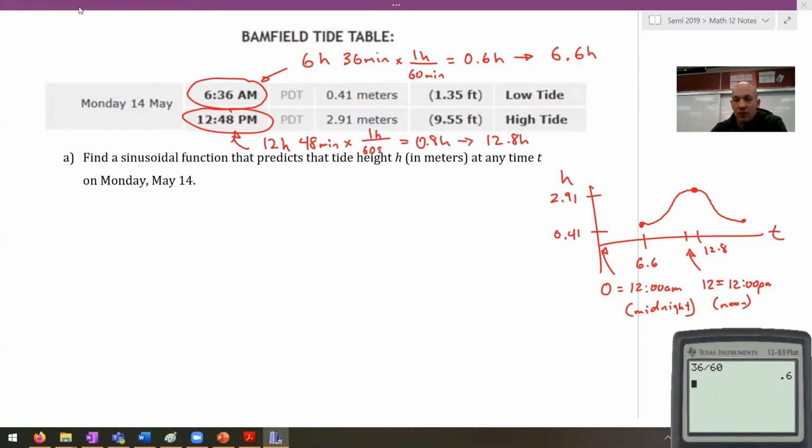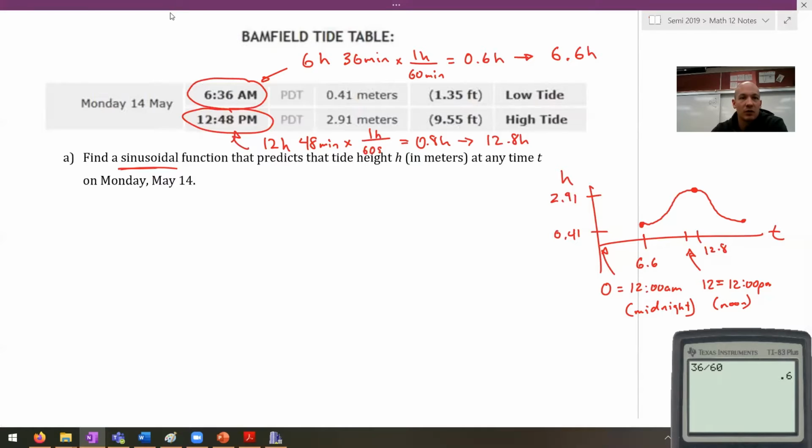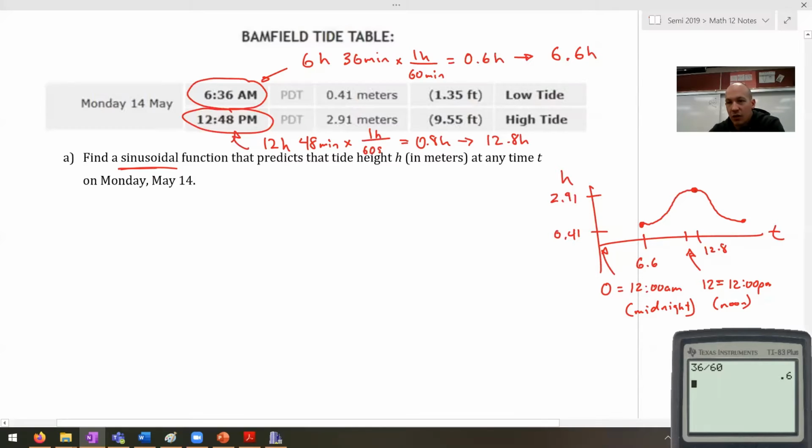So when we have a picture of our graph, we can see it has a general shape. Now we want a sinusoidal function. Do we want cosine or sine? Turns out for a lot of these problems, it's going to be really handy to have cosine. And we can see that cosine starts here.